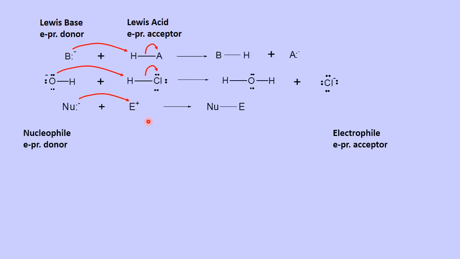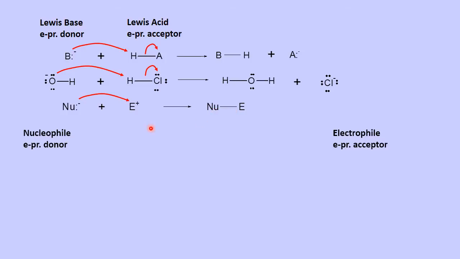This is the mechanism for a nucleophile reacting with an electrophile. The nucleophile is the electron pair donor, and the electrophile is the electron pair acceptor, the same as the base to acid reaction mechanism, producing a covalently bonded group here.